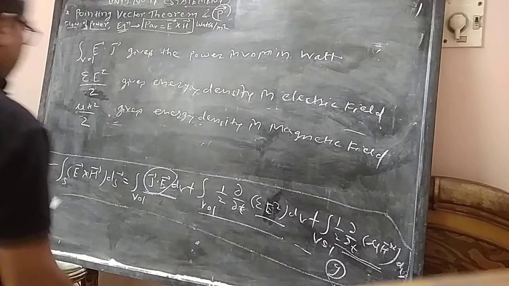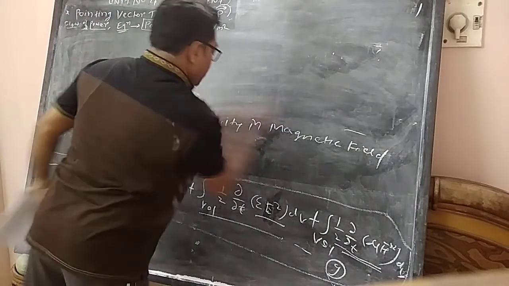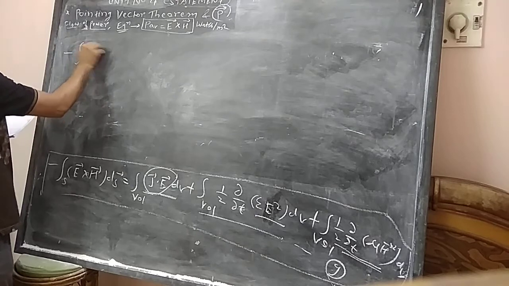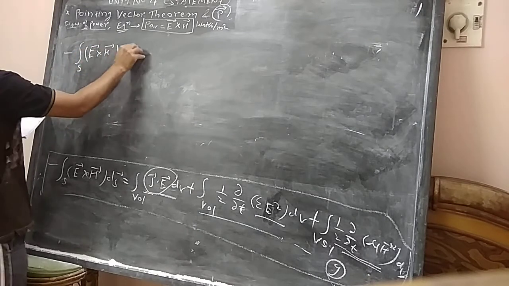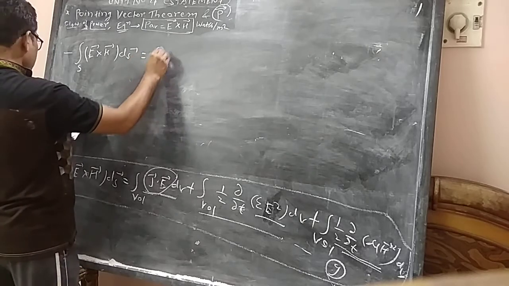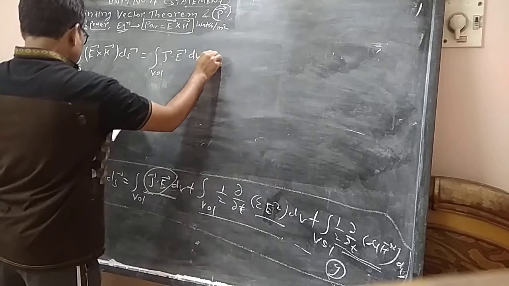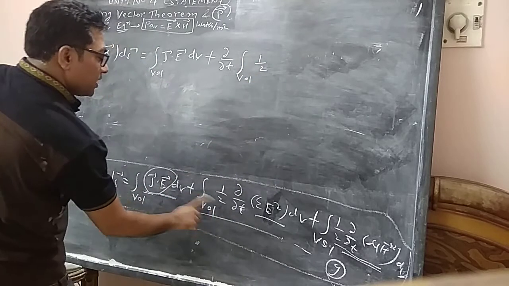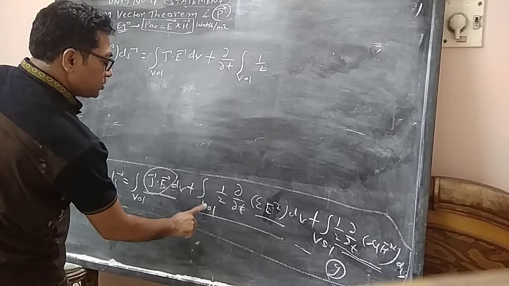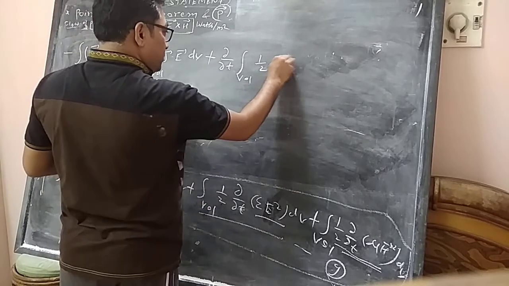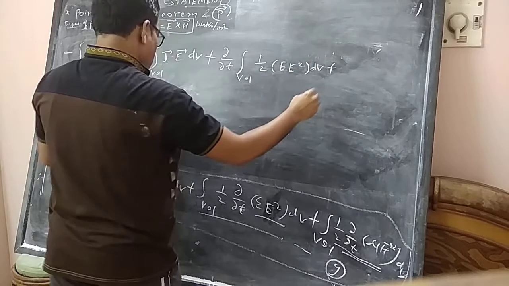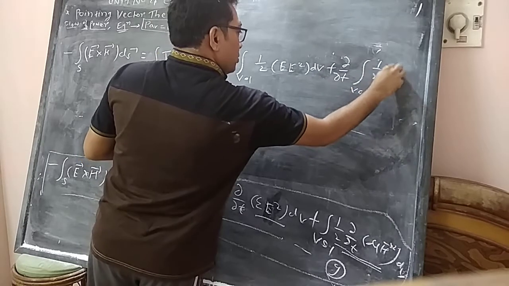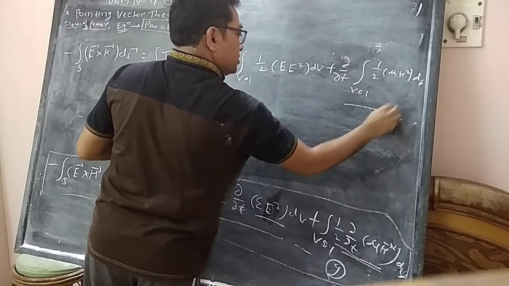So we can say, after concluding this equation, I am again writing here: minus of the surface integration of E vector cross H vector into ds equals the volume integration of J vector dot E vector dv, plus del t of the volume integration of 1 by 2 epsilon E square into dv, plus del t of the volume integration of 1 by 2 mu H square into dv. This is your equation number 10.